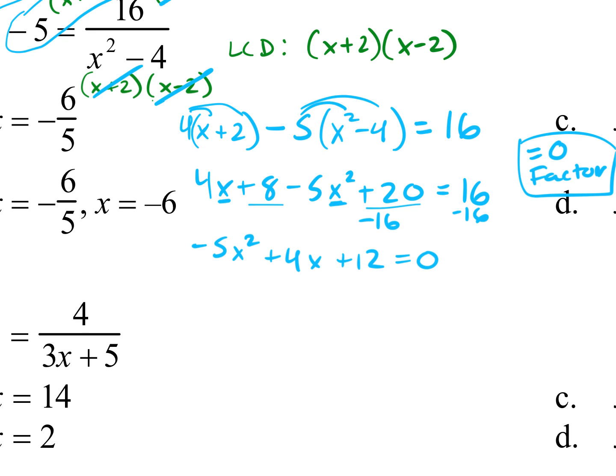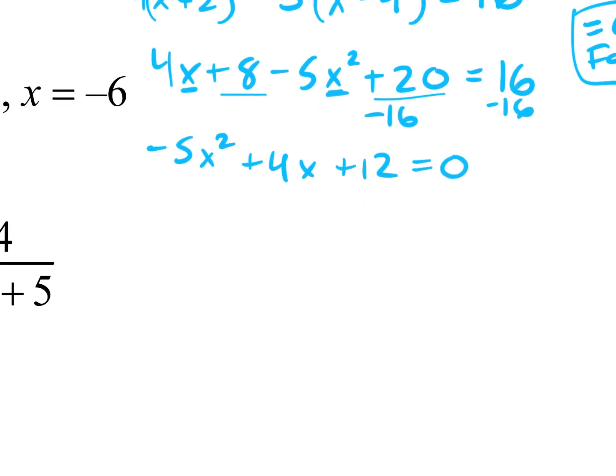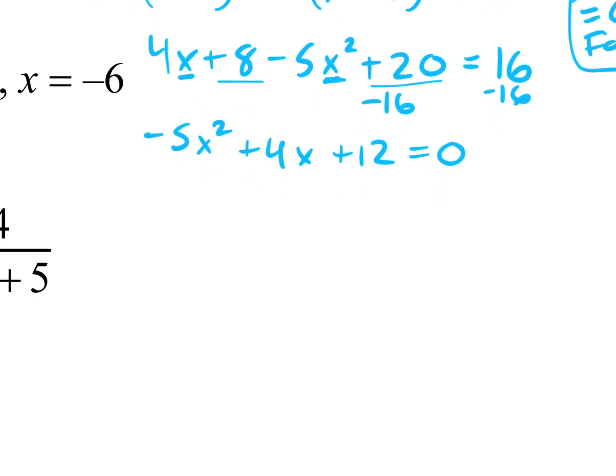We don't like it when our leading coefficient's negative, so what would we do to change that? Multiply all of them by negative. Awesome. We can multiply everything by -1 or divide everything by -1 or just change the signs. So it all means the same thing. We're going to change the signs of everything. So it's positive 5x squared minus 4x minus 12 is equal to 0.